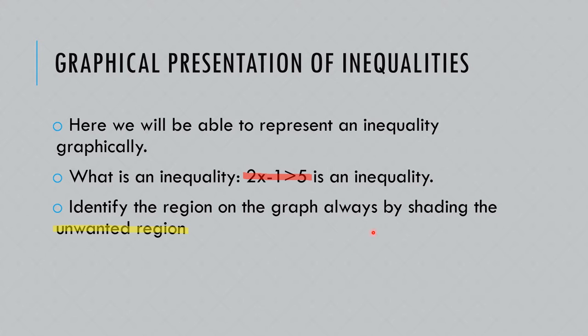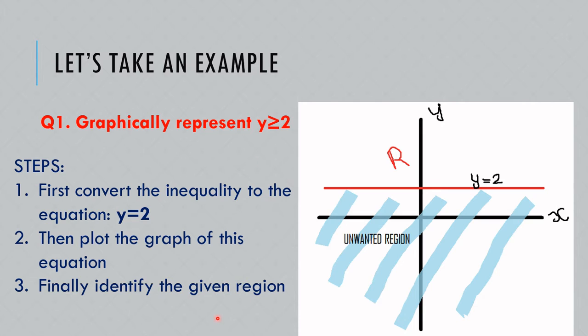And obviously this is the inequality I told you earlier also. So let's go ahead. An example. So graphically represent y is greater than or equal to 2. So we have to graphically represent this. So there are a few steps. First, convert the inequality to the equation. For this inequality, the equation will be y equals 2. Then we have to plot the graph of this equation. So I have plotted here y equals 2. And finally identify the region.